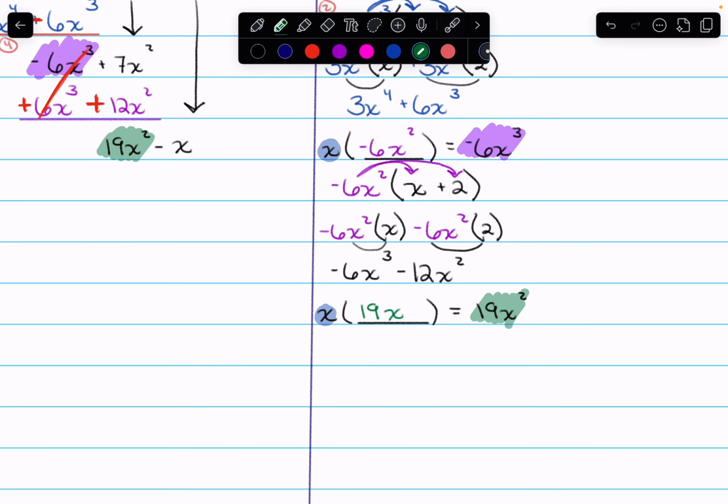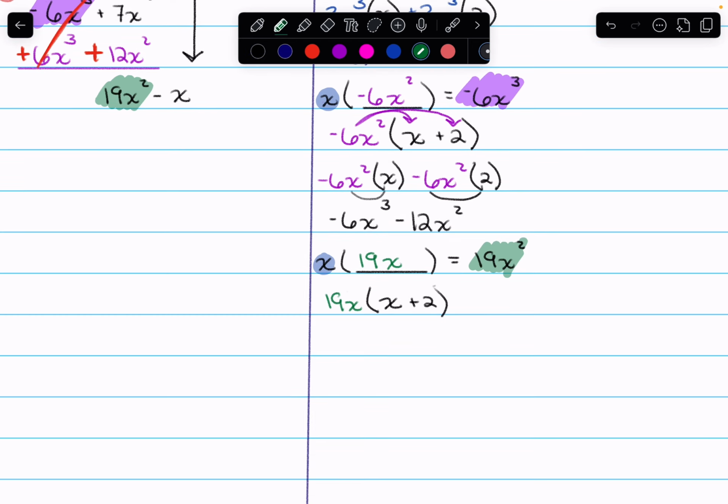Step 2, take the answer to step 1 and multiply it times the whole divisor, x plus 2. Clean up, simplify, all those good things. 19x times x and 19x times 2.